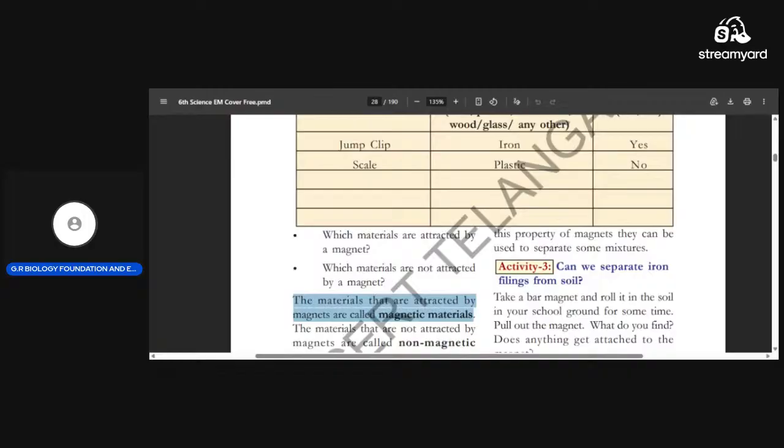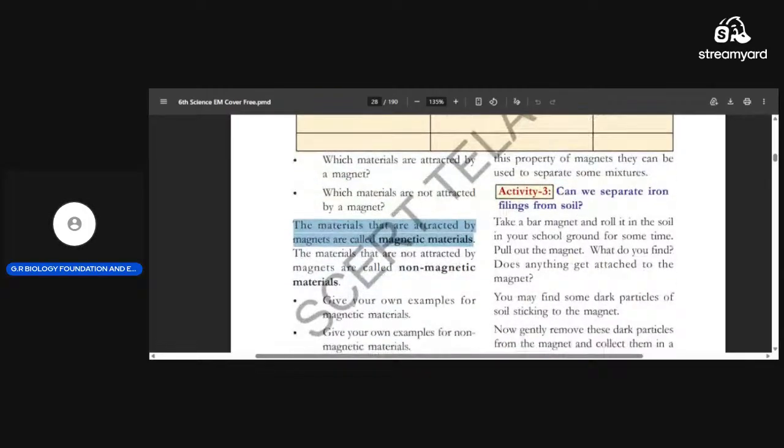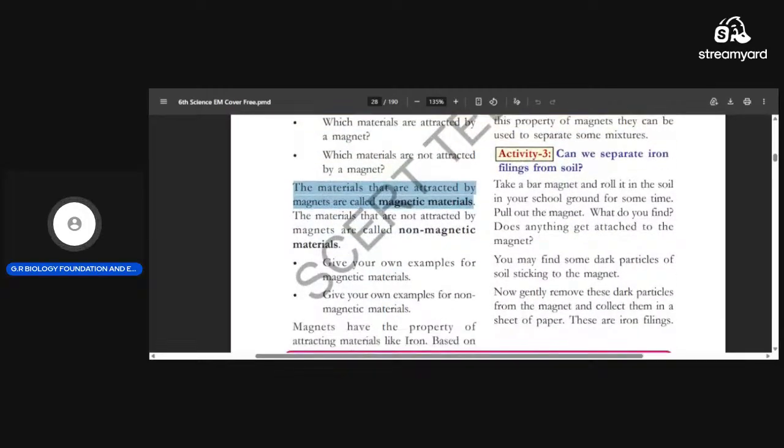Okay. Next we are going to discuss activity 3. Look here, activity 3, what is there? Can we separate iron filings from soil? In that activity, take one bar magnet and rub it inside the soil. Inside the soil, different types of components are there. Soil is made up of different components. In that, iron filings are also there. If we rub the magnet inside the soil, some iron filings stick to the magnet, and we can separate them from the soil. That is the activity we are going to discuss.